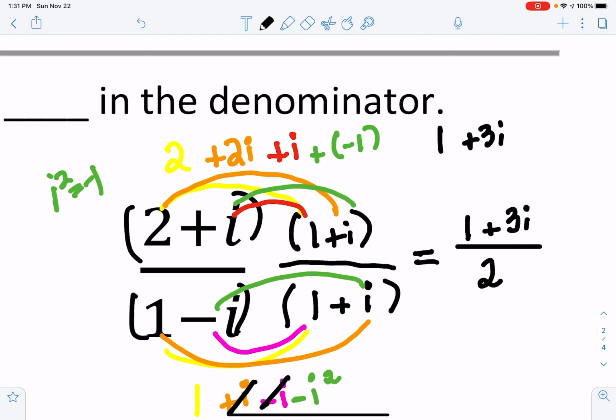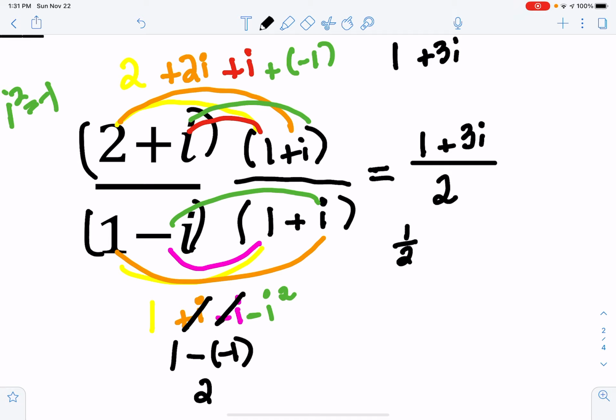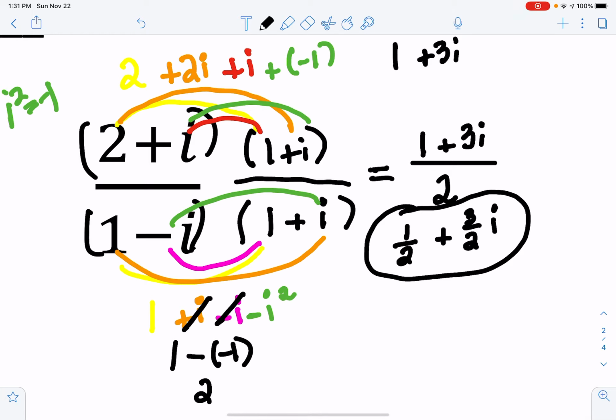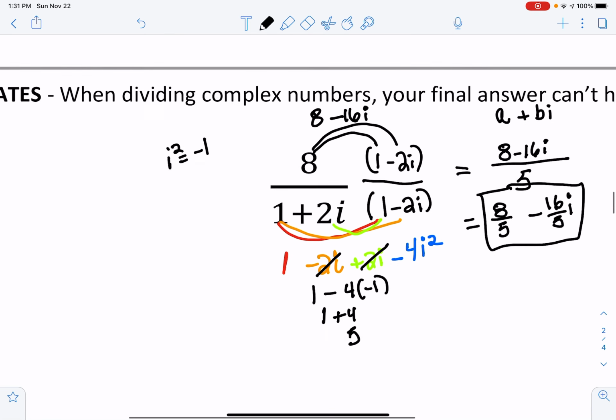I would mark this right now in this one, but if I asked for it in standard form, the right answer would be 1/2 plus 3/2 i, because you're allowed to distribute a denominator the same way you can a numerator. And so that's how you simplify those complex numbers.